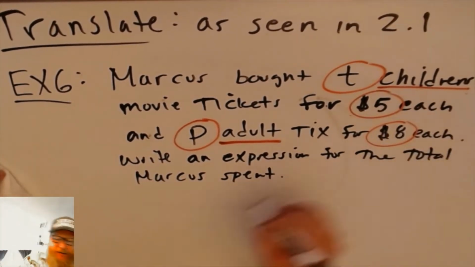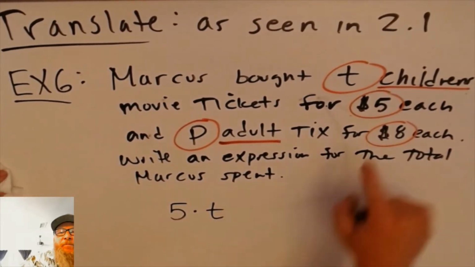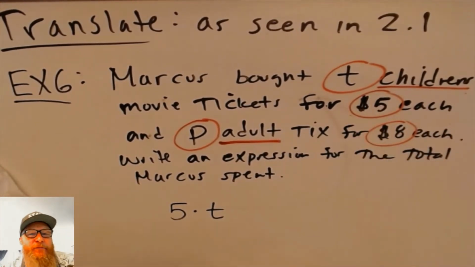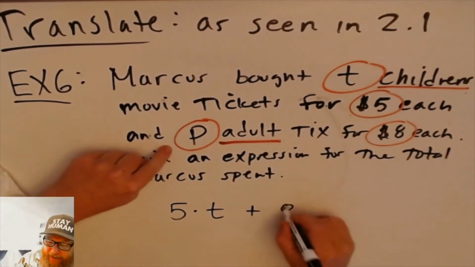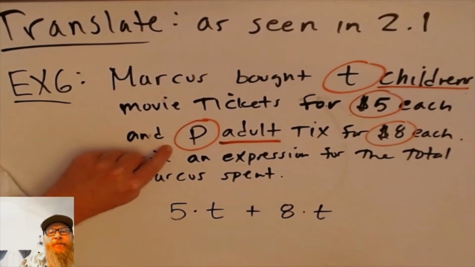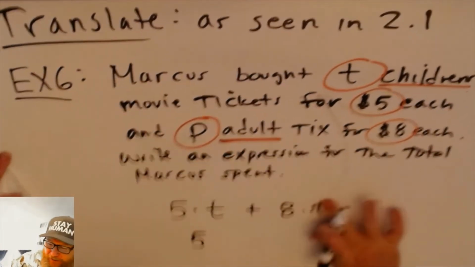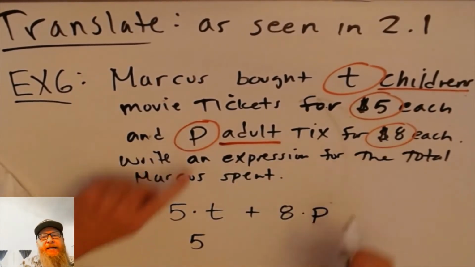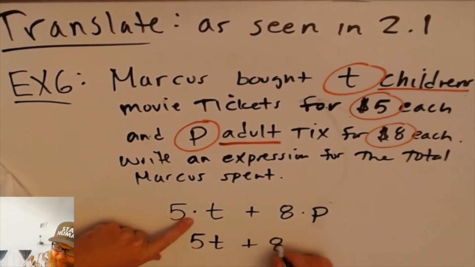So the expression is 5 times T. Yeah, $5 times T. We may omit the dollar sign. Yeah, it's not necessary. As long as you know this represents dollars. And then plus $8 times P. Oh, sorry, $8 times P. Adults are P. And then simplify this by removing the dots.